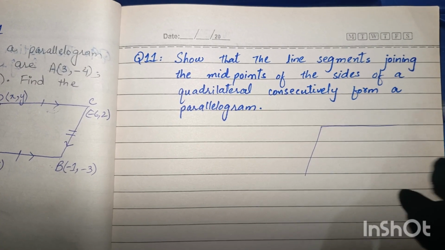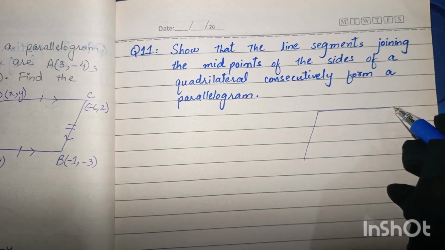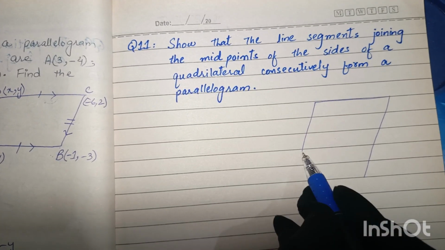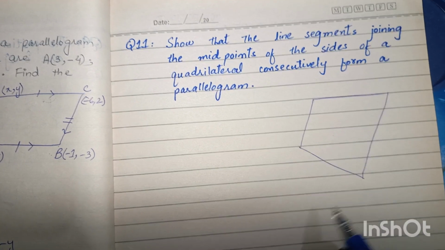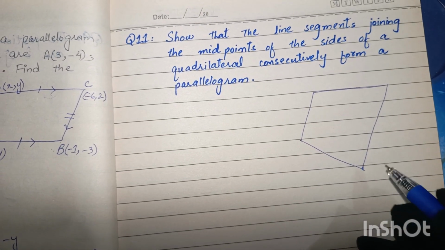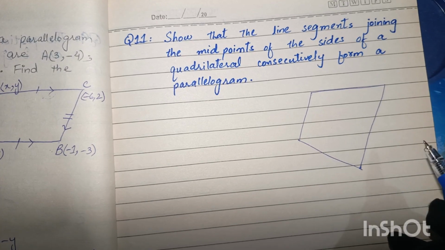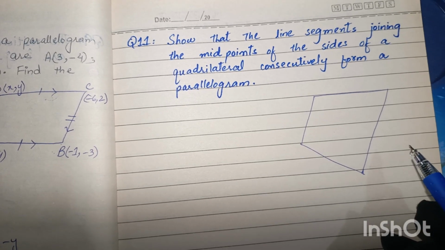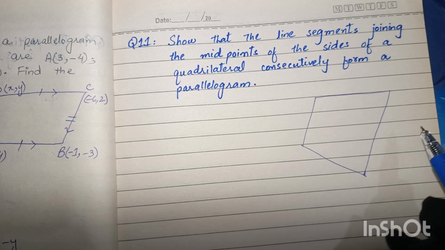First of all we will consider a quadrilateral. For example, I have considered this type of quadrilateral. A quadrilateral is a shape which has four sides. So I have considered this quadrilateral a random quadrilateral, so that the question can be proved generally.